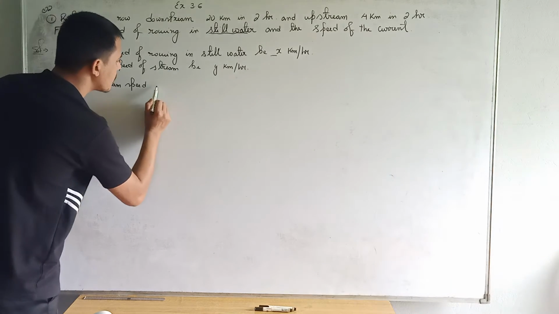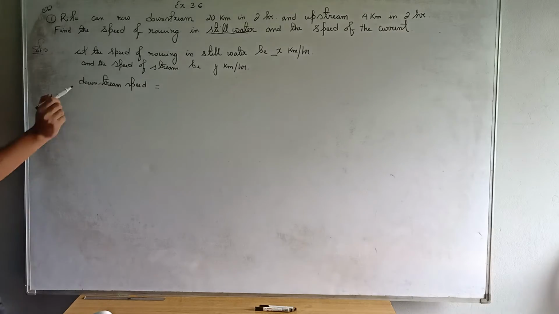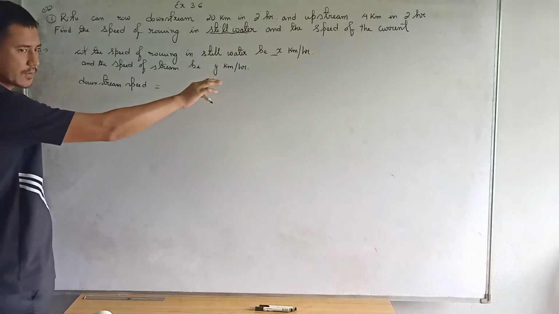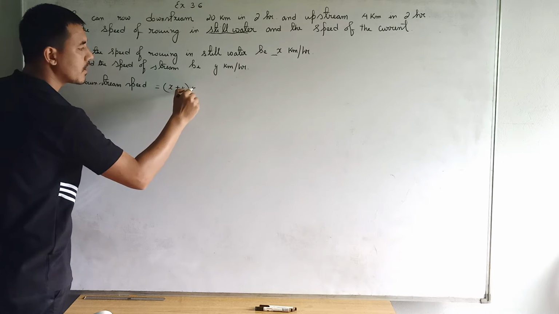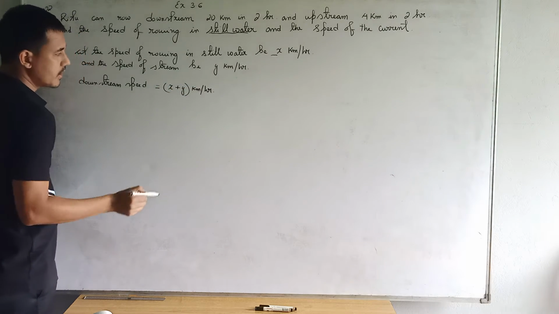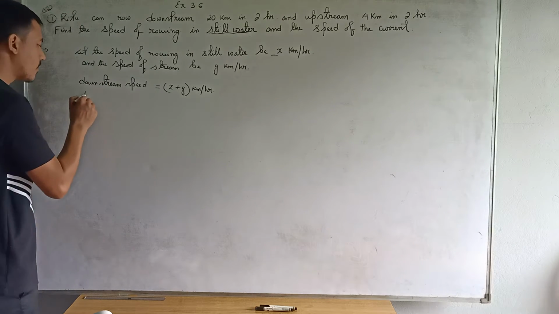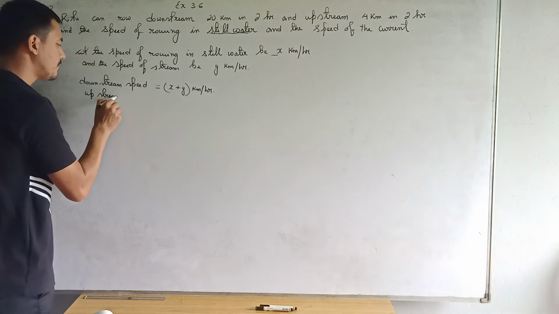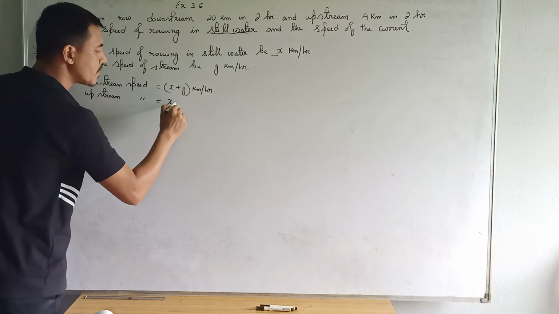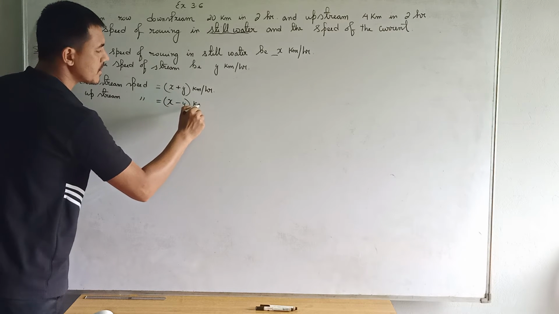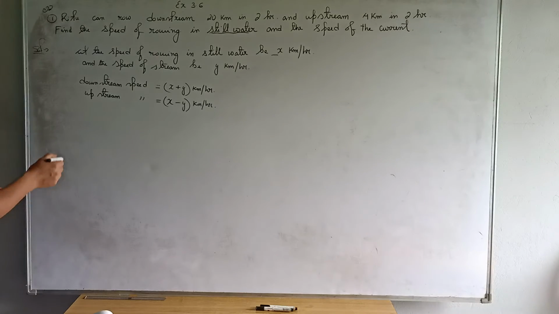If Ritu takes her boat and goes down the stream, her speed will increase by an amount equal to the speed of the stream. So it will be x plus y kilometer per hour. And the speed of rowing while going up the stream, I'm going to write as upstream speed. It will decrease by an amount equal to the speed of the stream. So x minus y. Is it okay? Are you following that? Yes.